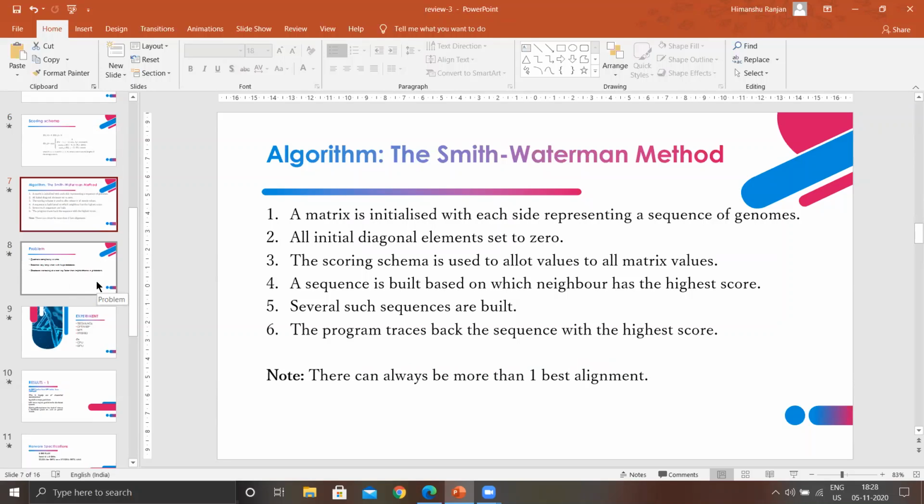First, the matrix is initialized with each side representing a sequence of genomes. Then all initial diagonal elements are set to 0, and the scoring schema shown in the previous slide is used to allot values to all matrix cells. Then a sequence is built based on which neighbors have the highest scores, and several such sequences are built. The program then traces back the sequences with the highest score to find the best local sequence. There can be more than one best local sequence. Usually the best sequence alignment computed by our program is shown as the output.